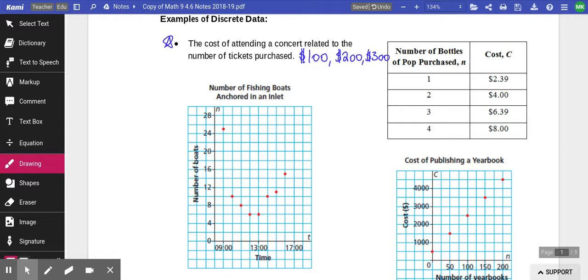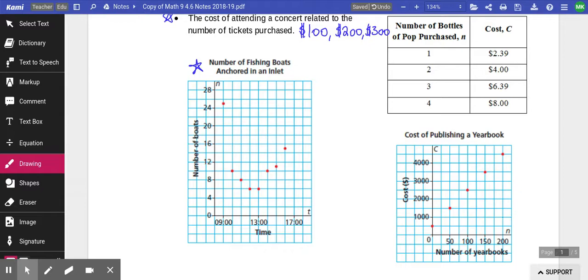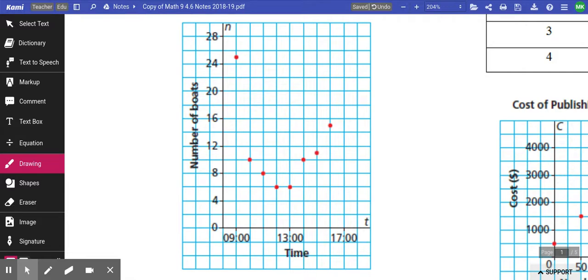Another example of discrete data would be the number of fishing boats anchored in an inlet. So we're looking at this graph right here. That's discrete data for a couple reasons. One, because when I look at the graph, the lines aren't connected. See how the dots aren't making a nice line? Well, sorry, they're making a pattern, but there's no line connecting them. So that means this is just discrete data. This point right here tells me that at 9 a.m., there were 25 boats. That's what that point tells me. So the X value is 9 a.m. Boats is 25, approximately.